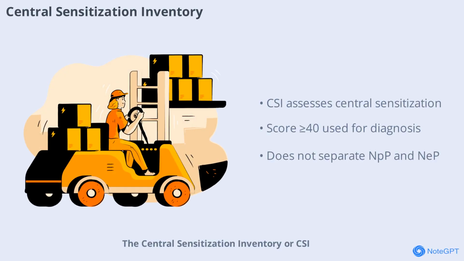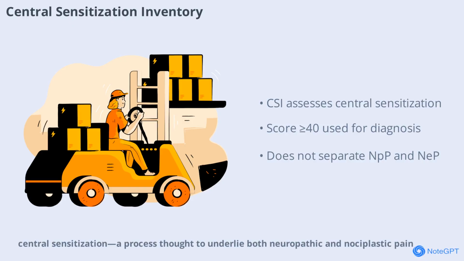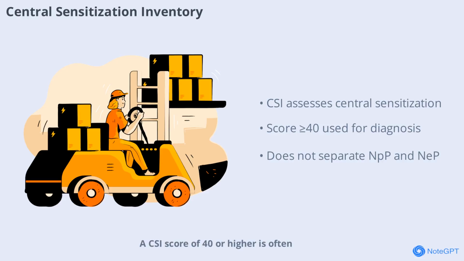The Central Sensitization Inventory, or CSI, is a self-report tool used to assess symptoms related to central sensitization, a process thought to underlie both neuropathic and nociplastic pain. A CSI score of 40 or higher is often used as a diagnostic criterion for central sensitization syndrome, which includes fibromyalgia. However, the CSI does not reliably distinguish between nociplastic and neuropathic pain, further highlighting the overlap between these categories.